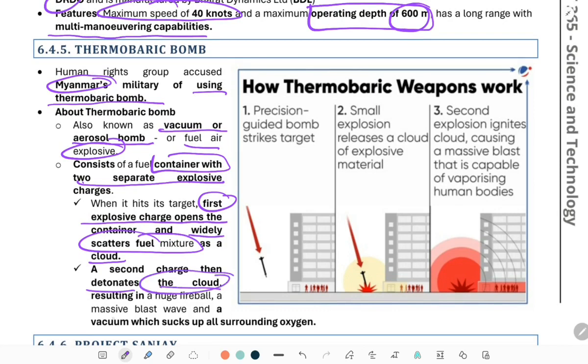Second charge detonates the cloud, resulting in a huge fireball, a massive blast wave, and a vacuum which sucks up all surrounding oxygen.